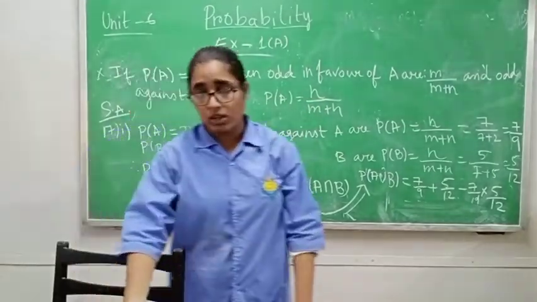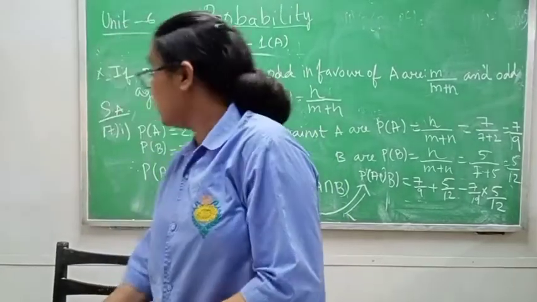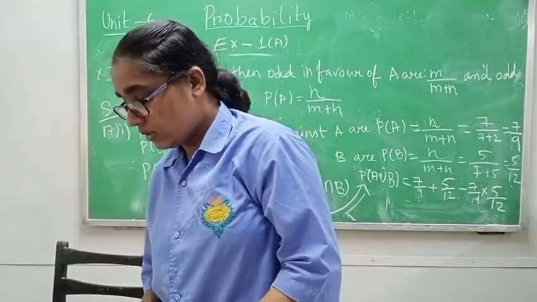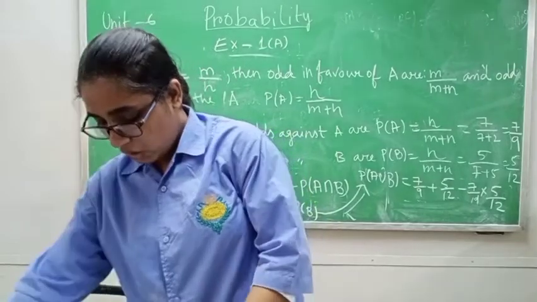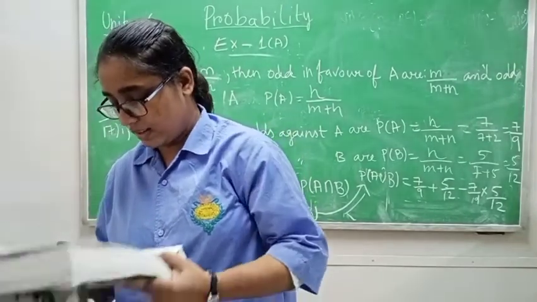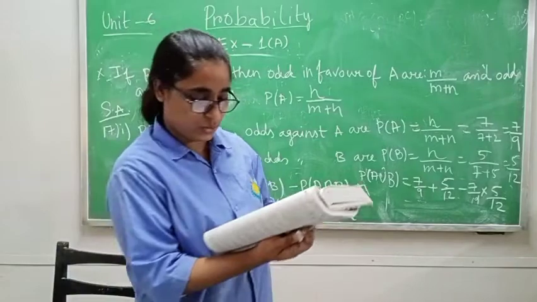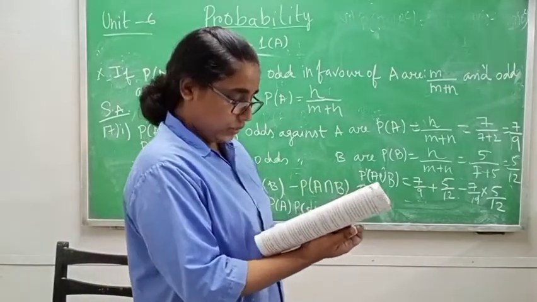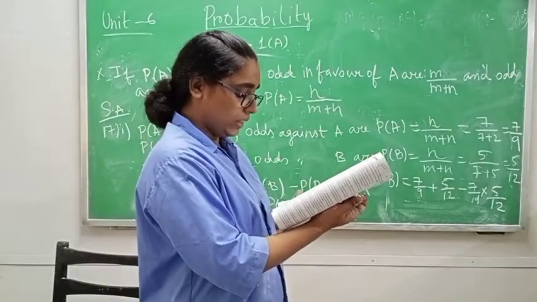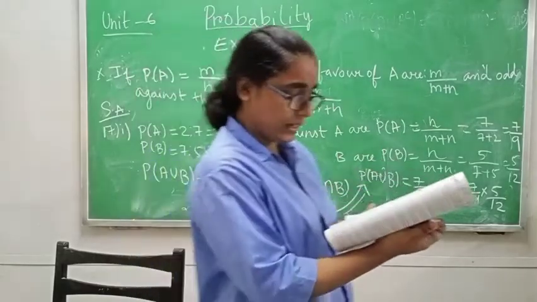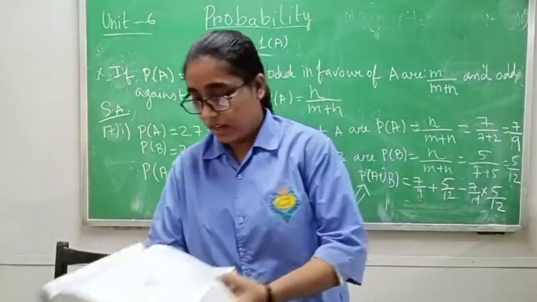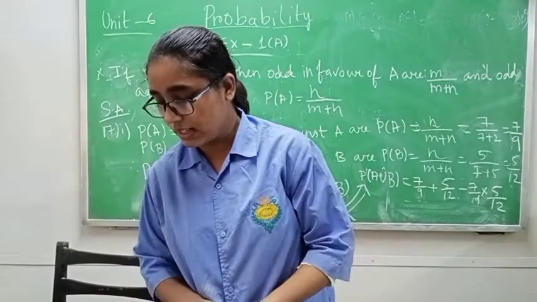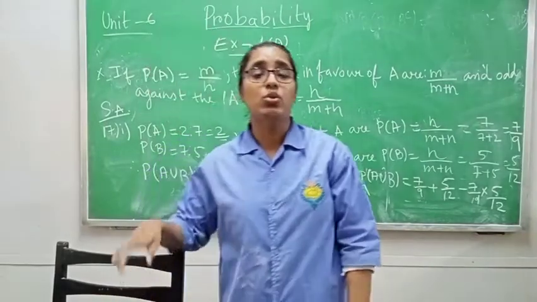Okay. Now see short answer, question number 71. It is written there: the odds against two events are 2:7 and 7:5 respectively. If the events are independent, find the probability that at least one of them will occur. Again I am reading the question. The odds against two events are 2:7.